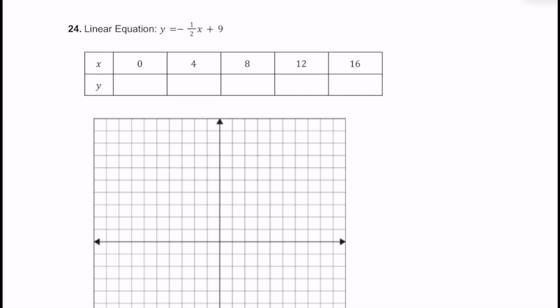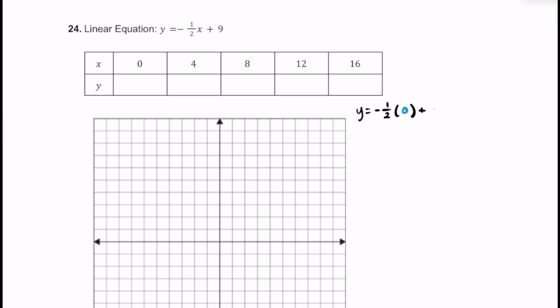All right, in 24, we have another linear equation. This time we have y is equal to negative 1/2 x plus 9. So if we take a look at this one, we are going to go ahead and fill in a table first. So let's see, first time up, we have x is equal to 0. So let's go ahead and say y is equal to negative 1/2. Let's go ahead and multiply that by 0 here. Let's go ahead and substitute that in. And then we're going to go ahead and add 9 afterwards.